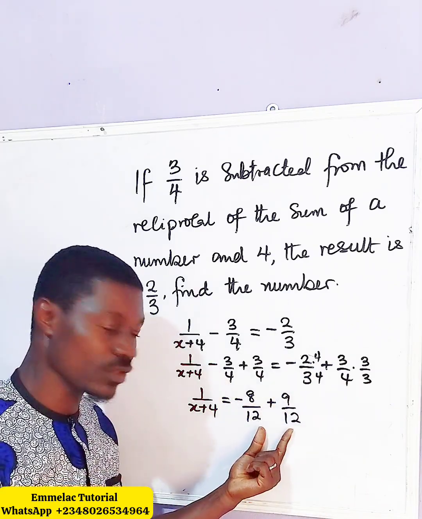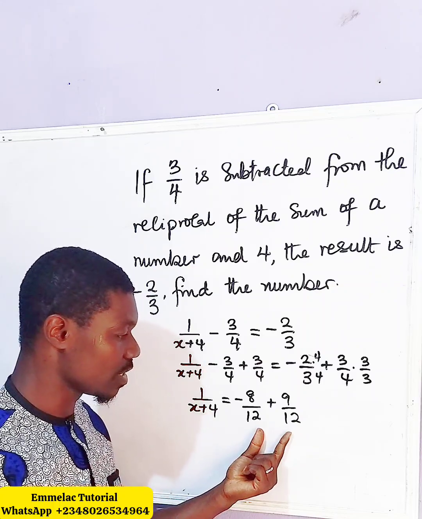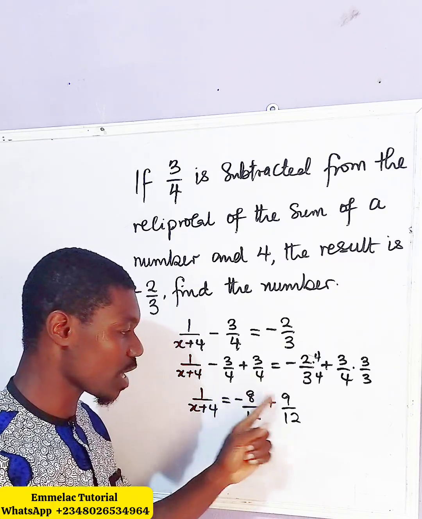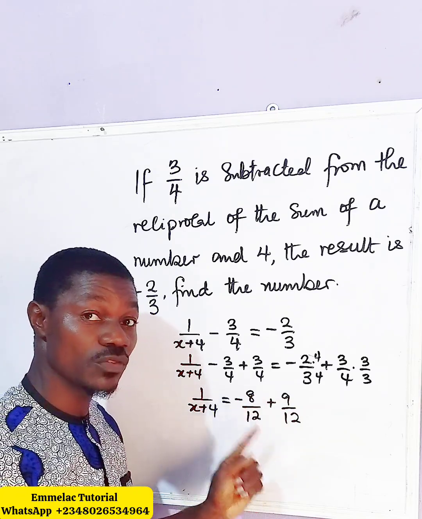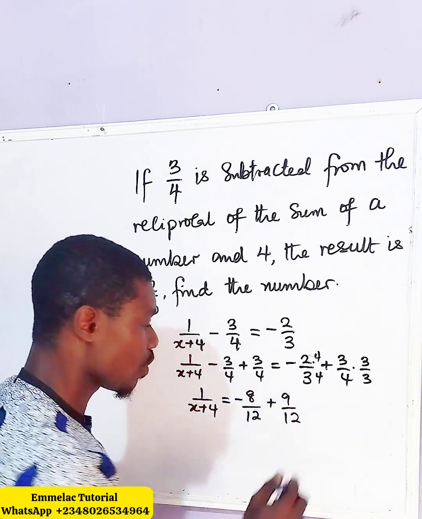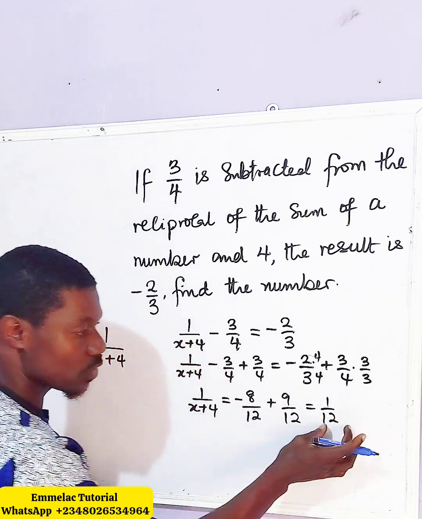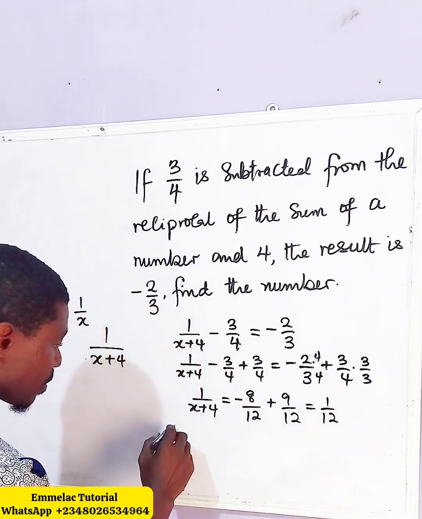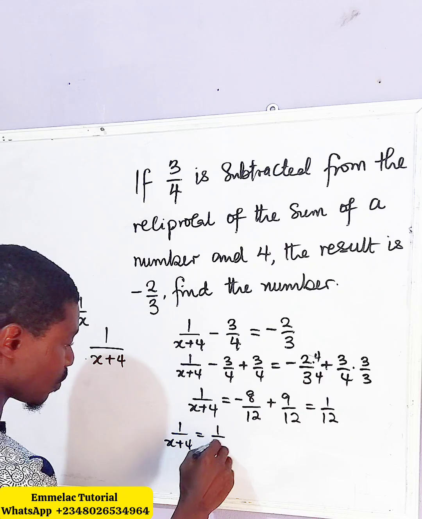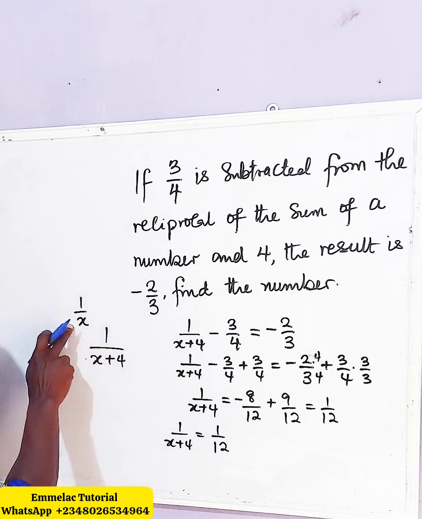Now at this part of the equation, since we have a common denominator, we can sum up the numerators directly, and this is negative 8 plus 9, that will give us 1. So here we have 1 all over 12. So at this point we can say 1 all over x plus 4 equals 1 all over 12.